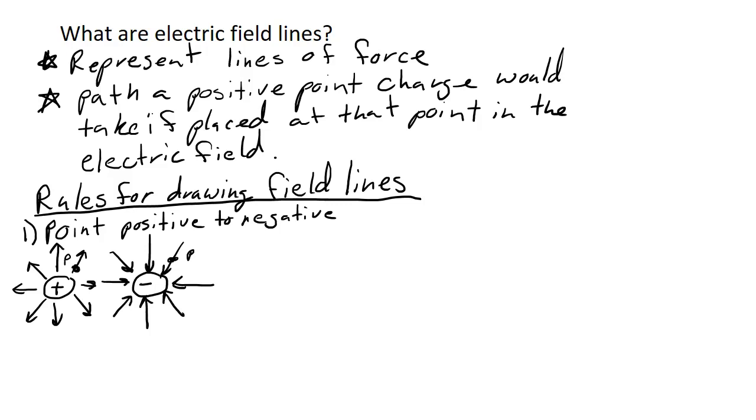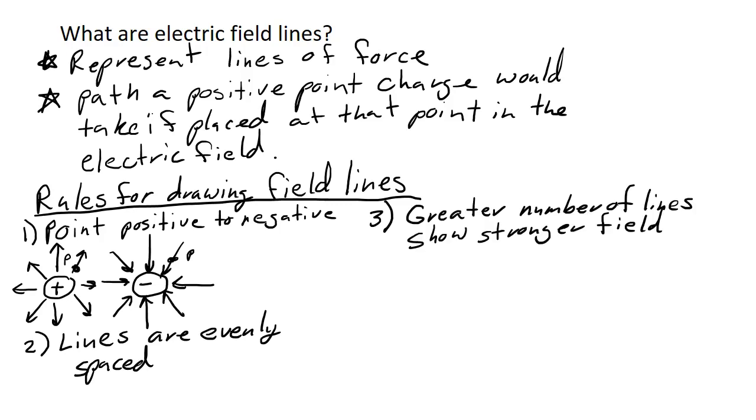The second rule is that the lines are evenly spaced. So you can see above here how I've drawn the lines so that they're roughly separated by an equal amount. They're not all bunched on one side or the other. The third rule is a greater number of lines indicate a region where the electric field is stronger.